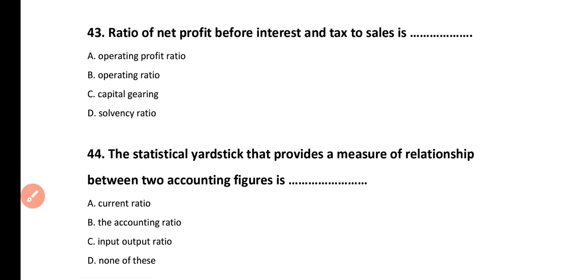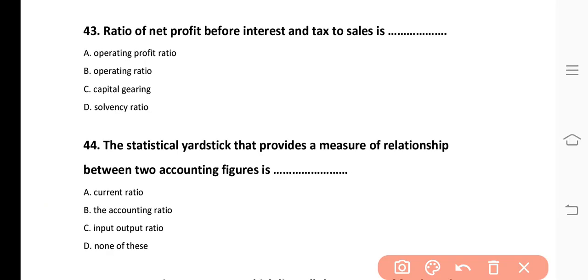MCQ number 43. The ratio of net profit before interest and tax to sales is known as: operating profit ratio, operating ratio, capital gearing ratio, solvency ratio. So the correct option is option A, operating profit ratio.